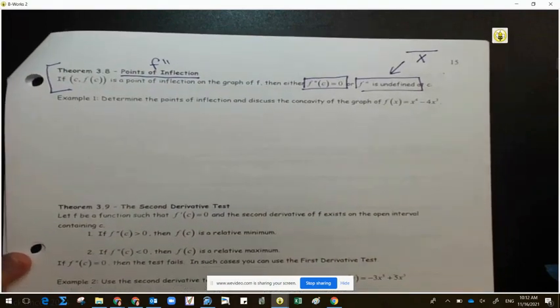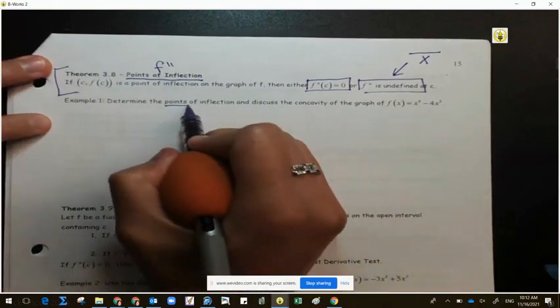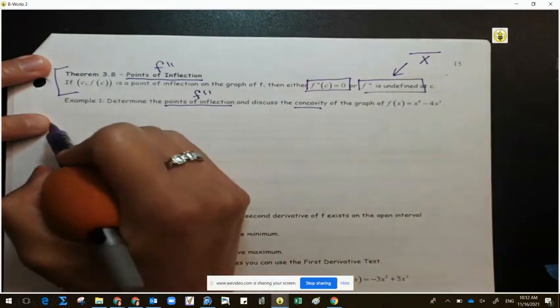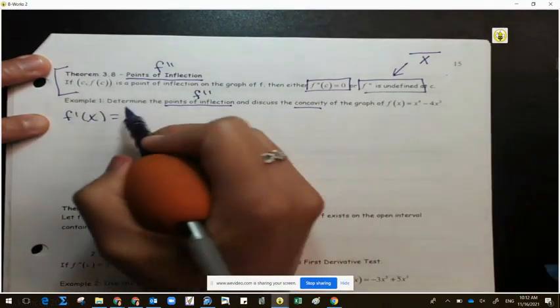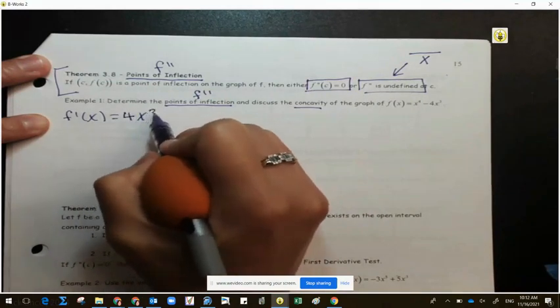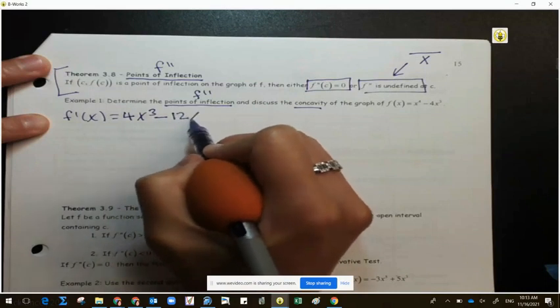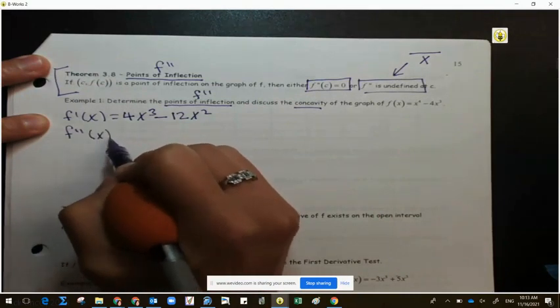So Xavier, let's read the instruction on example number 1. Determine the points of inflection and discuss the concavity of the graph of f of x equals x to the 4 minus 4x cubed. To find the point of inflection, how many times do I need to find the derivative? Twice. So let's find f prime of x. What is the derivative of x to the 4? 4x cubed. How about our next piece? Minus 12x squared.